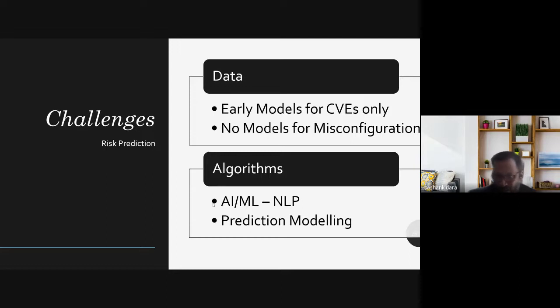So from an algorithms perspective, as I was mentioning, there are a lot of security advisories. You can experiment with NLP techniques and prediction modeling in order to come up with these predictive scores.